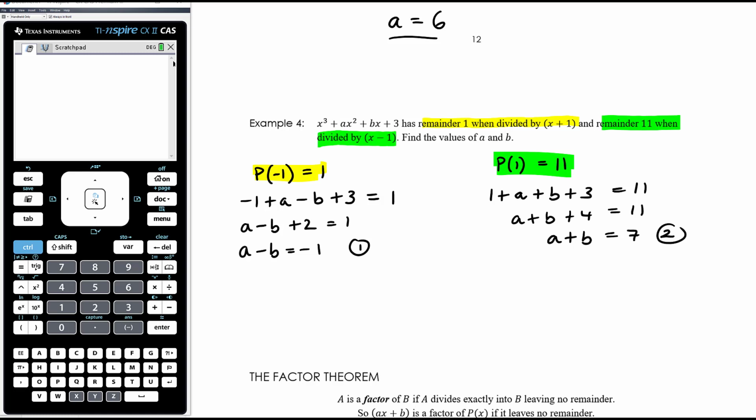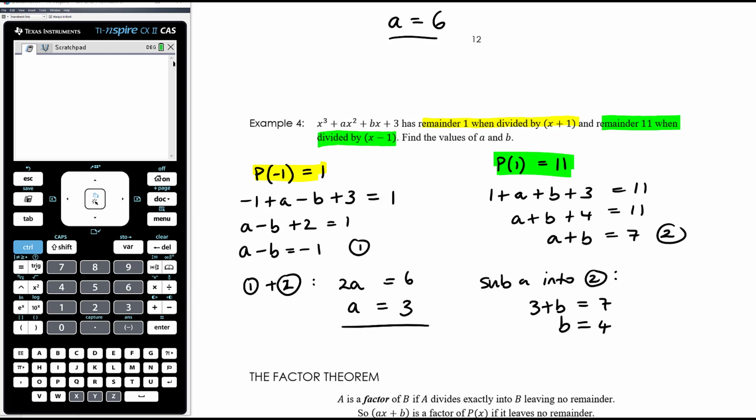I've got two equations in a and b. I could subtract those two equations to eliminate a. I could add those two equations to eliminate b. Or I could make a the subject in equation 1 and sub it into equation 2. Whatever method of simultaneous equation solving you prefer to use, that's up to you. I'm going to do equation 1 plus equation 2 to eliminate b. So it'll be a plus a, which is 2a, negative b plus b, b is eliminated, negative 1 plus 7 is 6. So we get a equals 3, and then we're going to substitute a into whichever one we prefer. I'm going to go into equation 2 maybe. So 3 plus b equals 7, which means that b equals 4.